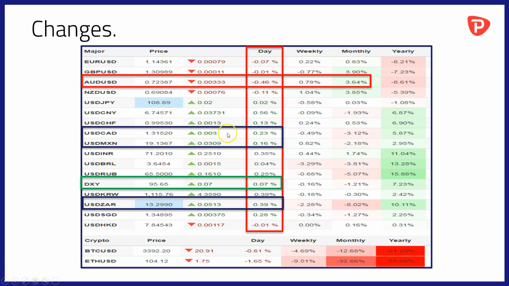In terms of other main movers, the US dollar took money off the Canadian dollar and the Mexican peso, up by around 0.23% against the Canadian dollar and adding 0.16% against its Mexican neighbour. Dollar index largely unchanged on the session, trading at 95.65, and the dollar also pushed back nicely against the South African rand, taking 0.39% off the rand, although the rand has been in the ascendancy over the last week and month, as you can see here.